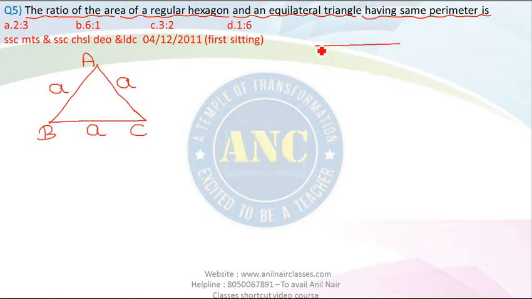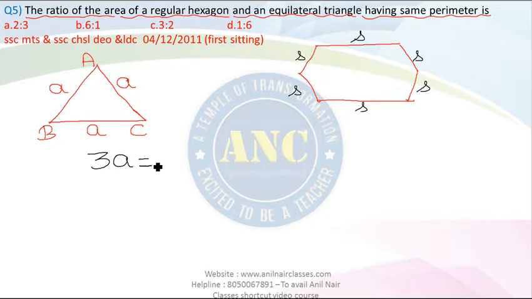Let me also take a regular hexagon. This will be the regular hexagon, right? Whatever one side is in this regular hexagon, suppose I will call the side as S. All the other sides also will have S unit only, right? That is the meaning of it. That means perimeter of an equilateral triangle is nothing but 3 times a. Similarly, perimeter of a regular hexagon is 6 times S.